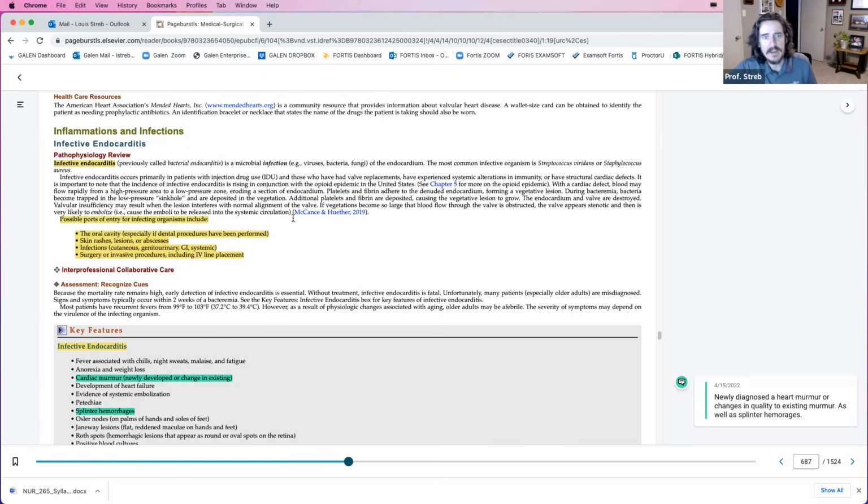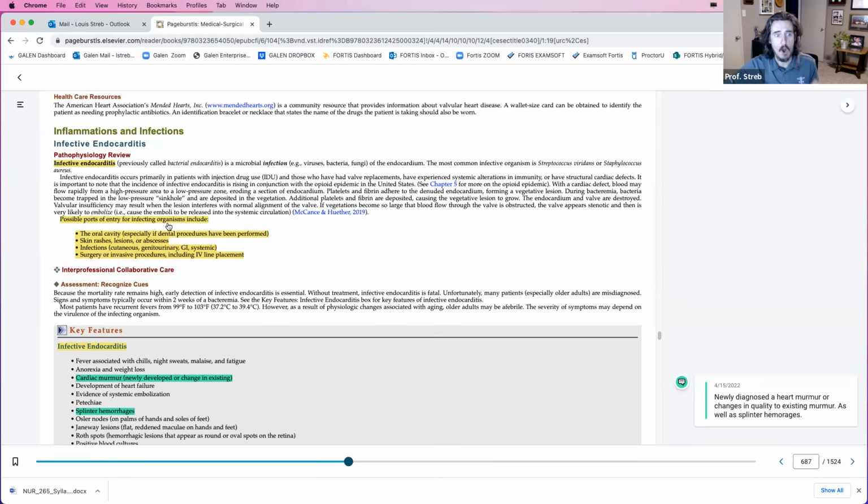So think about what infective endocarditis is and what it means. It's inflammation. It's swelling. The heart is not going to do its job correctly. It's just not. Heart failure, it all leads to the same thing. So possible causes: oral cavities, skin rashes, infections, surgery. All of these things are things you have to worry about for your patient.